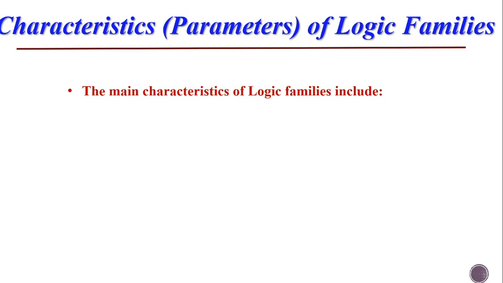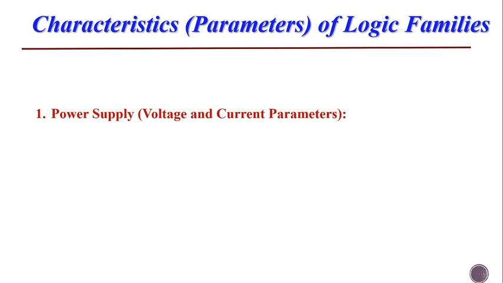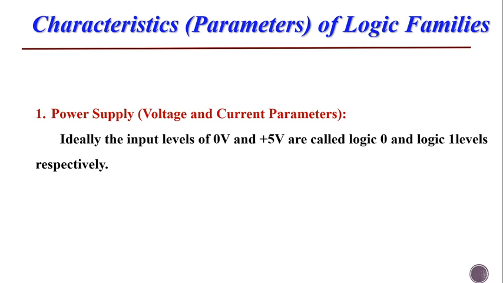Let's see the characteristics or parameters of these logic families. The main characteristics are power supply, propagation delay, noise margin, fan in, fan out, and power dissipation. Let's see these parameters one by one. First is the power supply, in which we have voltage and current parameters. First let's see the voltage parameters.